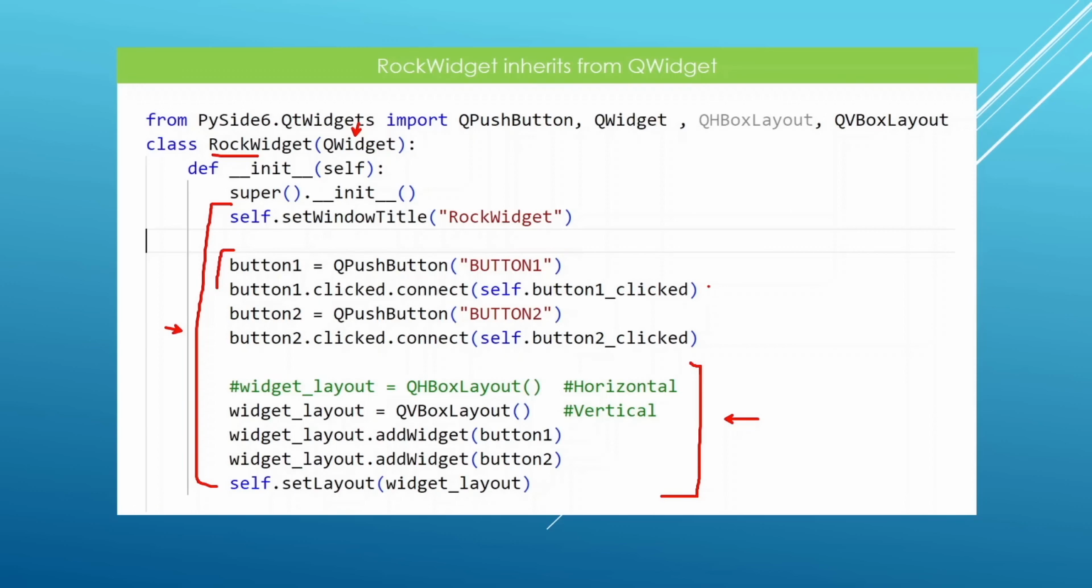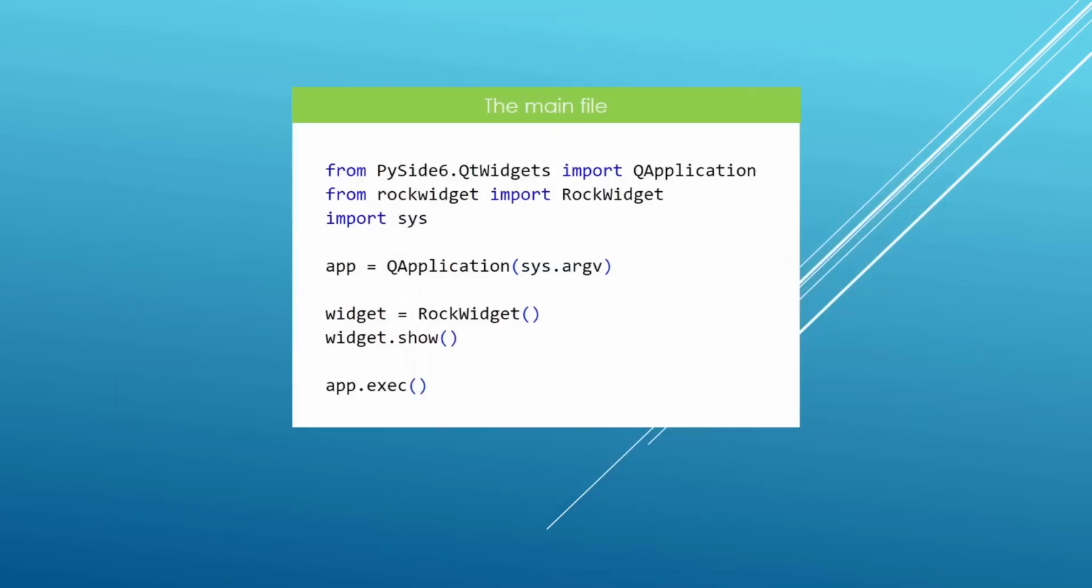We are doing connections to slots, and we want to respond when these buttons are clicked. And in our code, we will also set up these methods that are going to respond. Once we have the widget, we are going to display it in our main Python file.